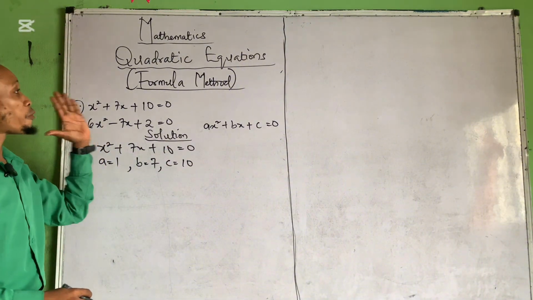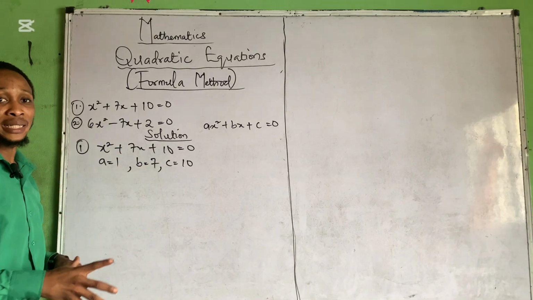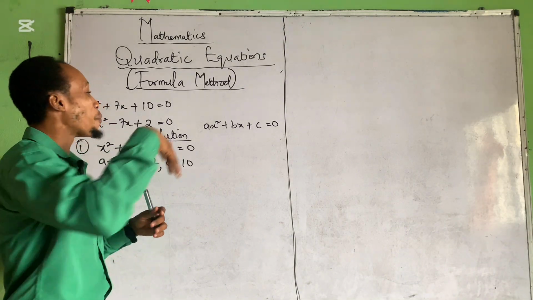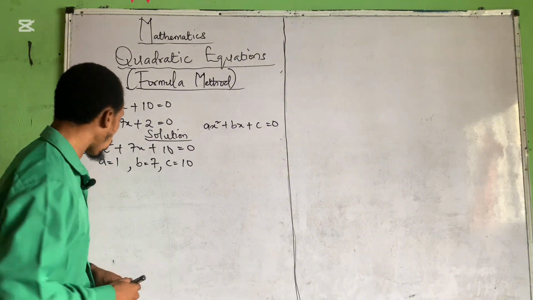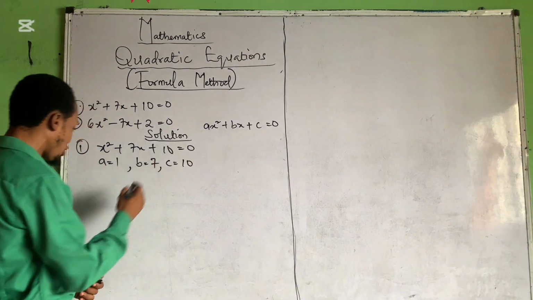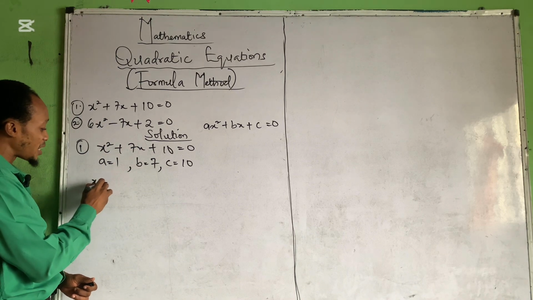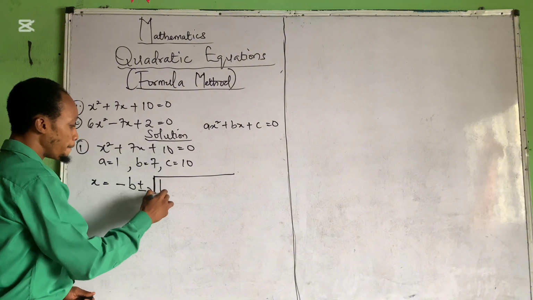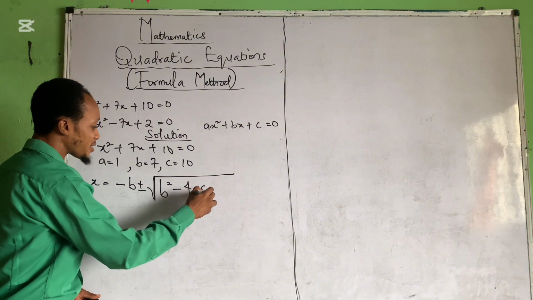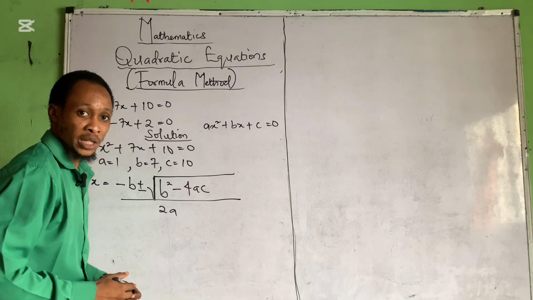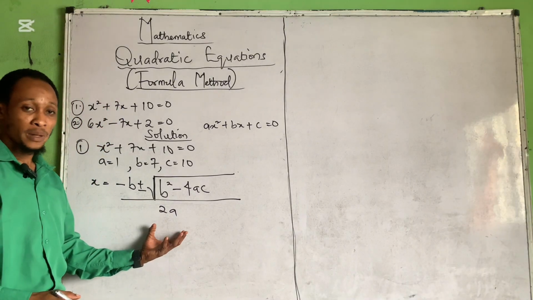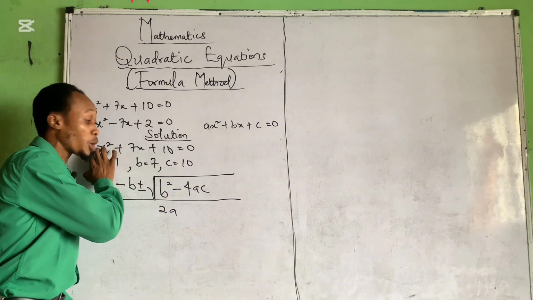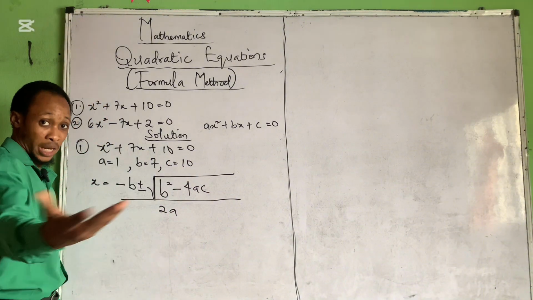Now, in formula method, there is a particular formula that we call the almighty formula. It is actually the biggest formula in mathematics for O level. That is why it is called almighty formula. Let me just write it here. The formula is x equals minus b plus or minus square root of b squared minus 4ac over 2a. This is the quadratic formula. It's also called the almighty formula. When you are solving this, just substitute these values into this formula and then you get your answer.